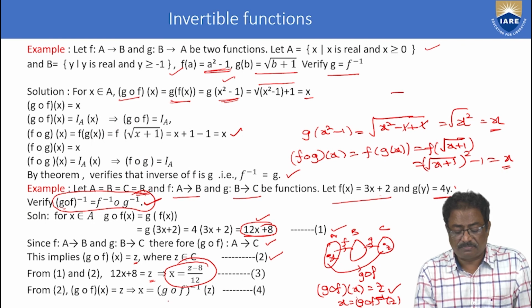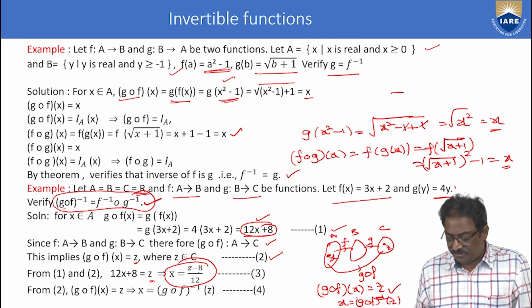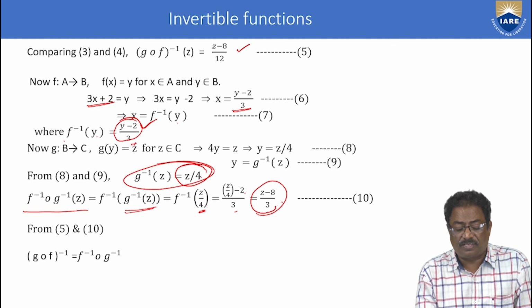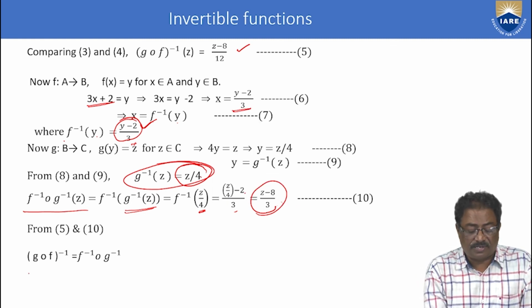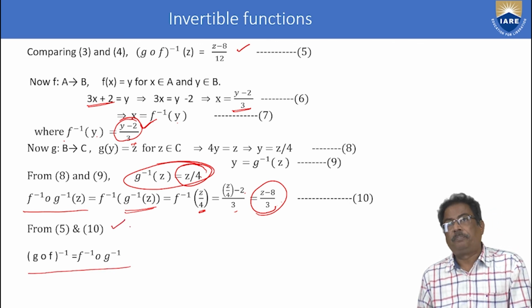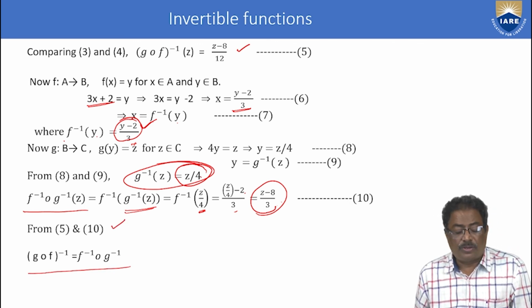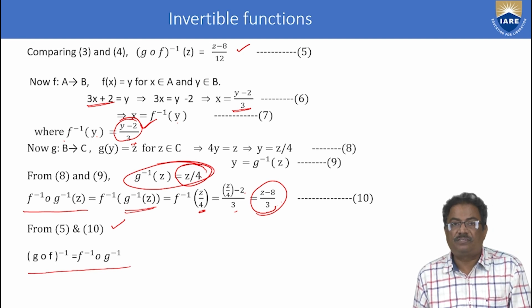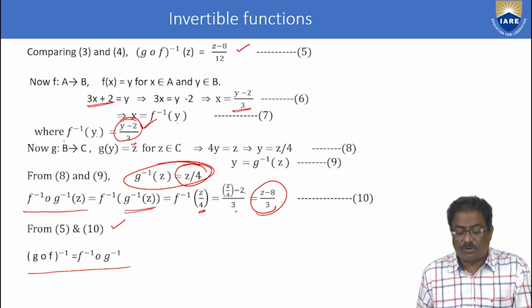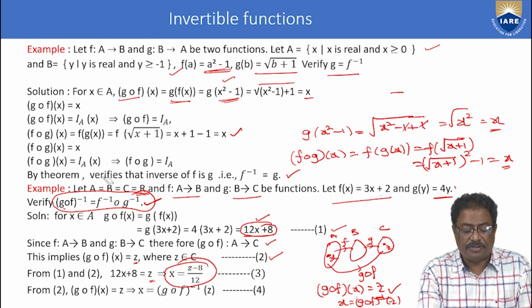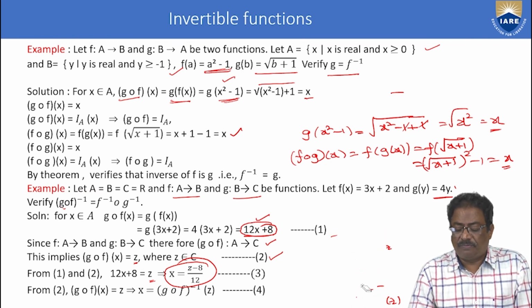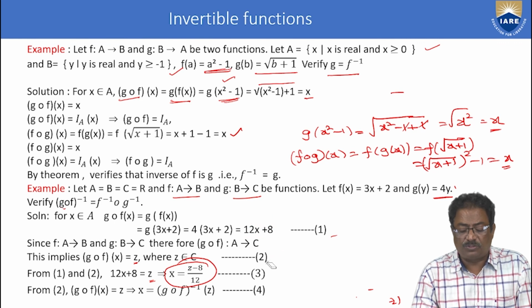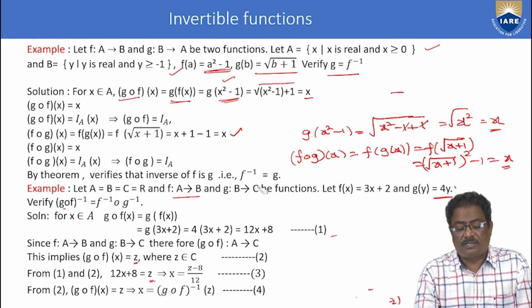Say this is g of f inverse. So this is equal to g of f inverse. So from this and the previous result, we can say that by equation 5 and 10, (g of f) whole inverse is equal to f inverse circle g inverse. So this is the way that we are going to verify. (g of f) whole inverse is equal to f inverse circle g inverse.